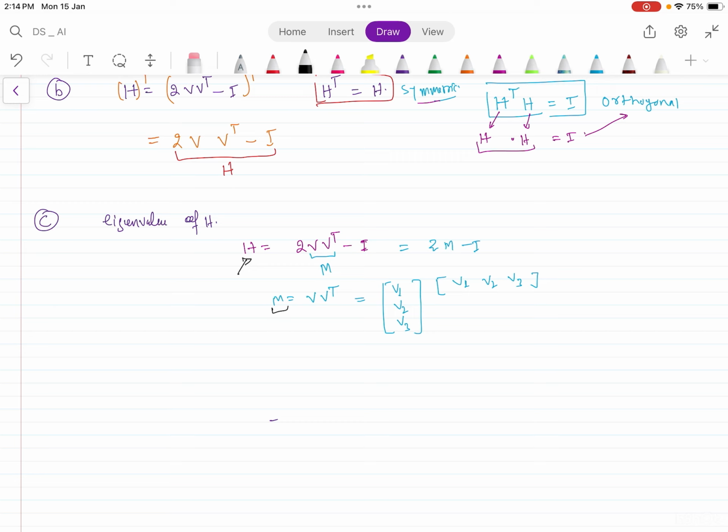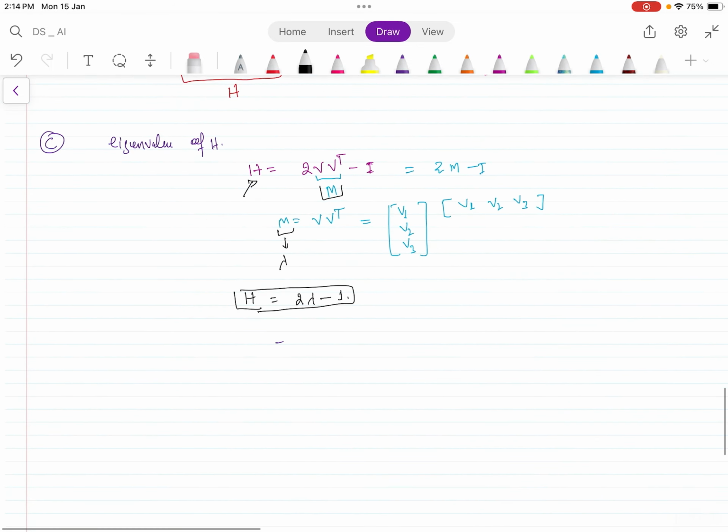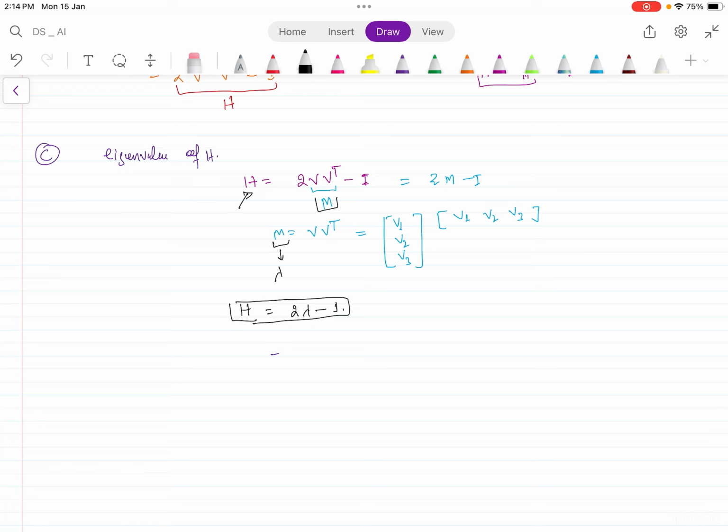Now if this M has eigenvalue lambda, then what will be the eigenvalue of this H? That will be 2 lambda minus 1. So the eigenvalue of this H will be 2 lambda minus 1, right? So the point is that if we can find this lambda, then we will have the eigenvalue of H also. If we have the eigenvalue of M, then we will have the eigenvalue of H also.